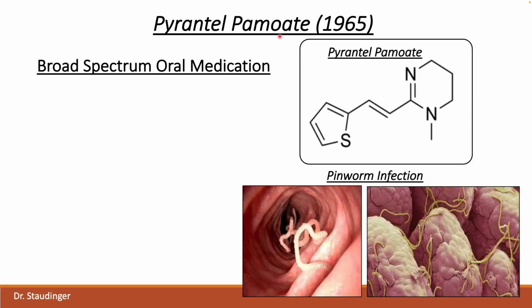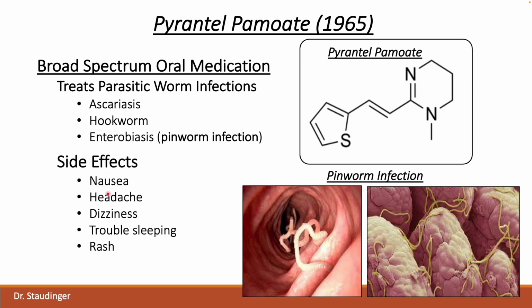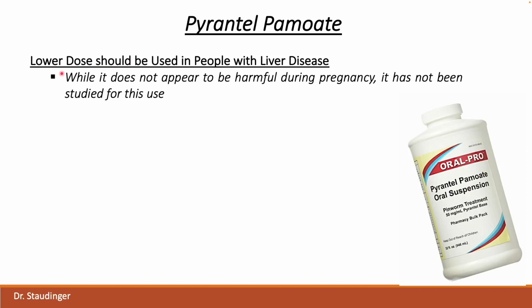Pyrantel pamoate, discovered in 1965, is a broad-spectrum oral medication. The structure is shown here. This drug treats parasitic worm infections to include ascaris, hookworm, and pinworm. Here's a picture of some pinworm. Side effects include nausea, headache, dizziness, trouble sleeping, and rash. As a point of caution, lower doses of this drug should be used in people with liver disease. It doesn't appear to be harmful during pregnancy, but it's not been studied. It's unclear if it's safe for use during breastfeeding.